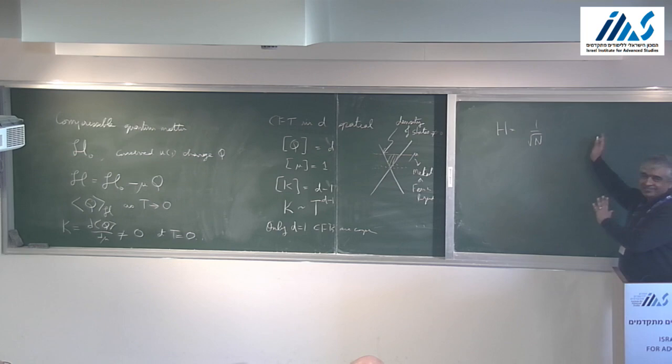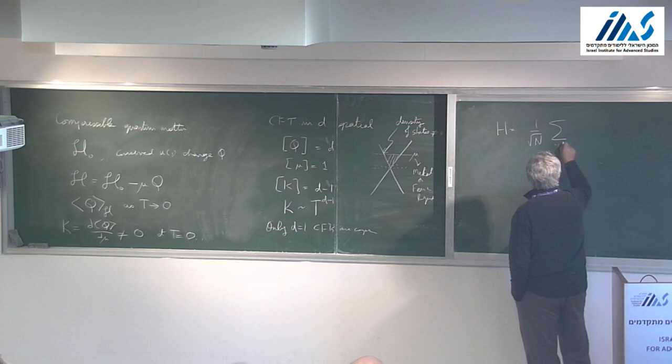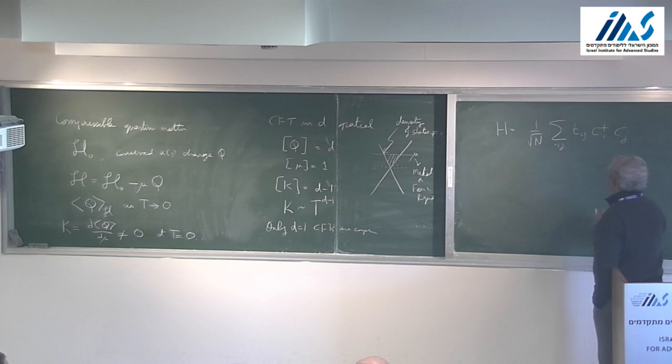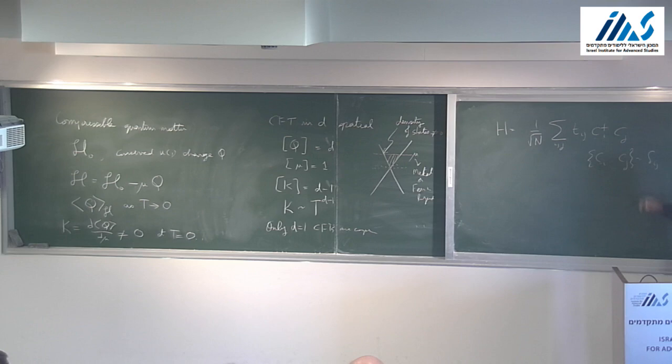H is the sum over i, j of t_ij c_i dagger c_j. So these are complex fermions, which means they anti-commute: {c_i, c_j dagger} is delta_ij. These are just ordinary creation annihilation operators, which are fermionic. So this is just free fermions. And Fermi liquid theory is about states of matter with some band structure in the t_ij and some interactions. Here we just look at the case where the t_ij are random.